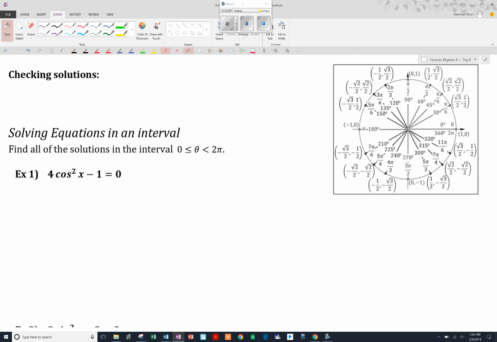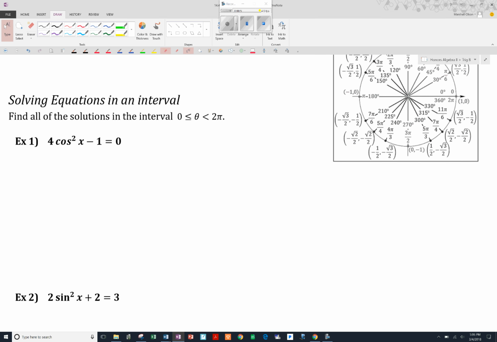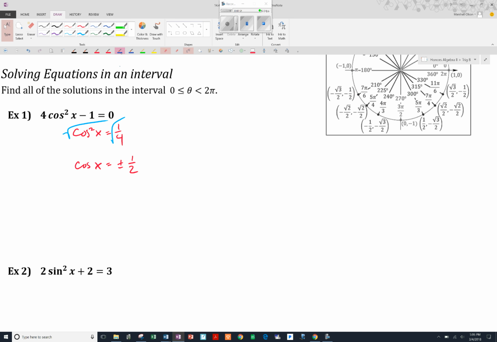So to start with, we have 4 times the cosine squared minus 1 equals 0. Just like if this were just an x squared, we try to isolate that first, and then we'll take the square root. So what we're going to have here is cosine squared, after we add 1 and divide by 4, equals 1/4, and that means that cosine of x is going to be, if we take the square root, positive and negative 1/2.